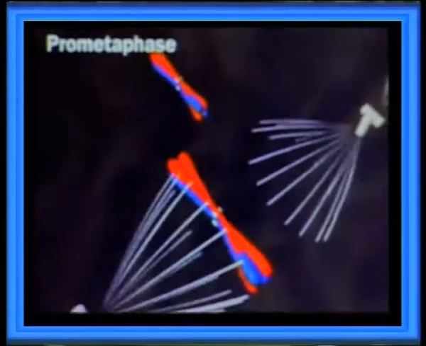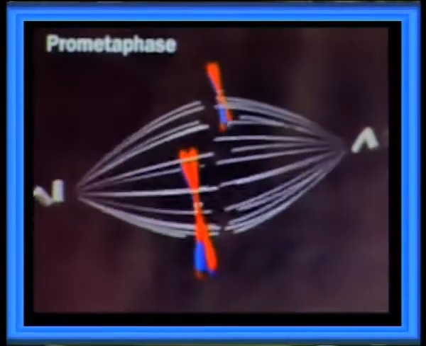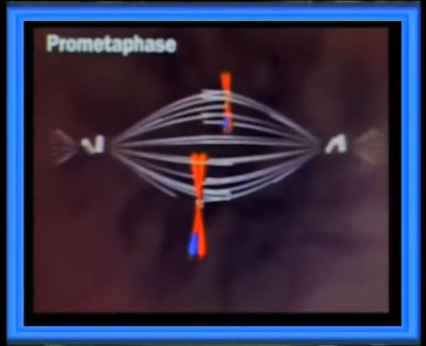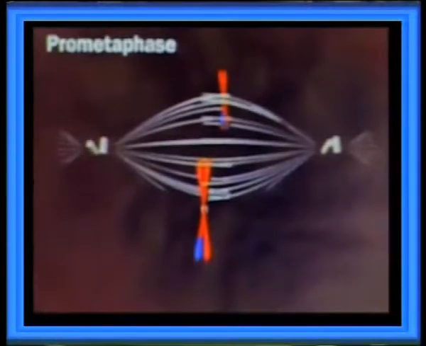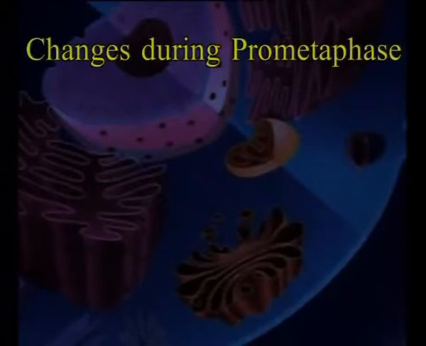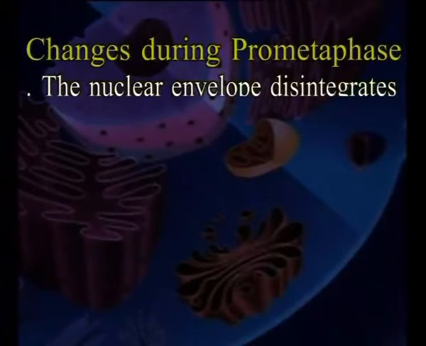Now, prometaphase. Prometaphase is the phase of mitosis following prophase and preceding metaphase in eukaryotic somatic cells. Some changes that occur in a cell during prometaphase are: first, the nuclear envelope disintegrates because of the dissolution of lamins that stabilize its inner membrane.